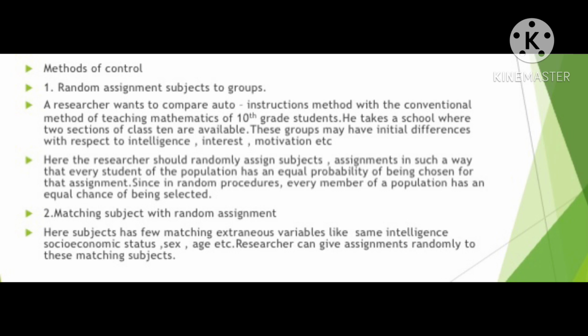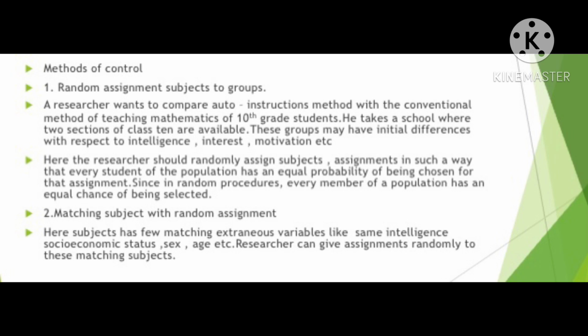These groups may have initial differences with respect to intelligence, interest, motivation, etc. There are sections A and B, but there is a chance of difference in intelligence, interest, and motivation among students in different sections. Here the researcher should randomly assign subjects in such a way that every student of the population has an equal probability of being chosen for that assignment.